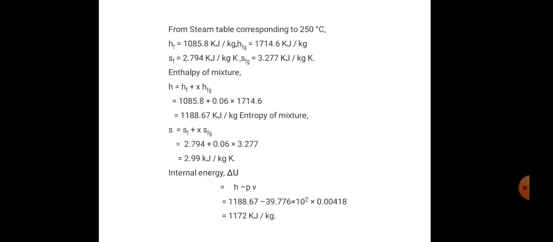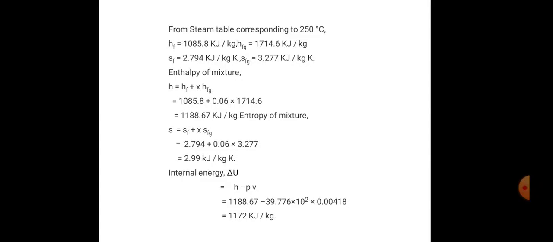From the steam table corresponding to 250 degrees centigrade, we can take the values hf, hfg, sf and sfg. Then we can find the enthalpy of steam, that is h equal to hf plus x hfg. We know the values, so from that we get the h value, that is the enthalpy of steam, h equal to 1188.67 kilojoule per kilogram.